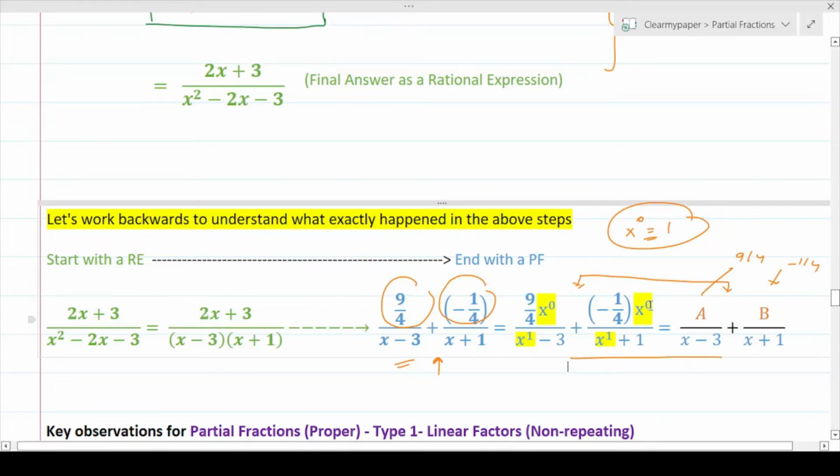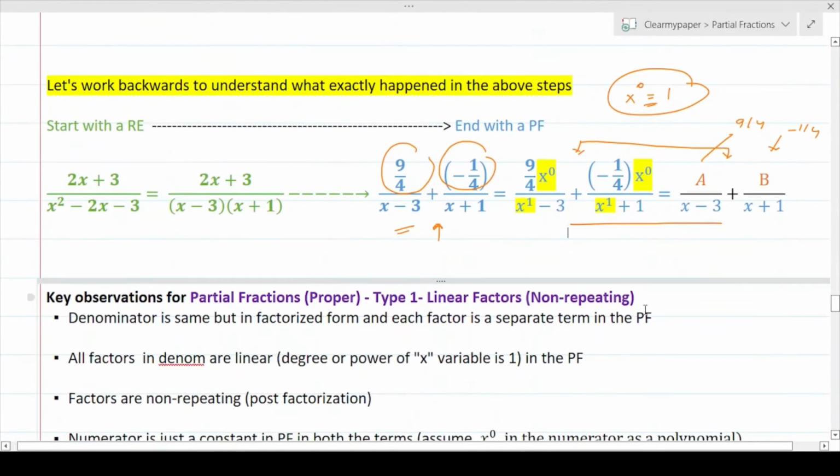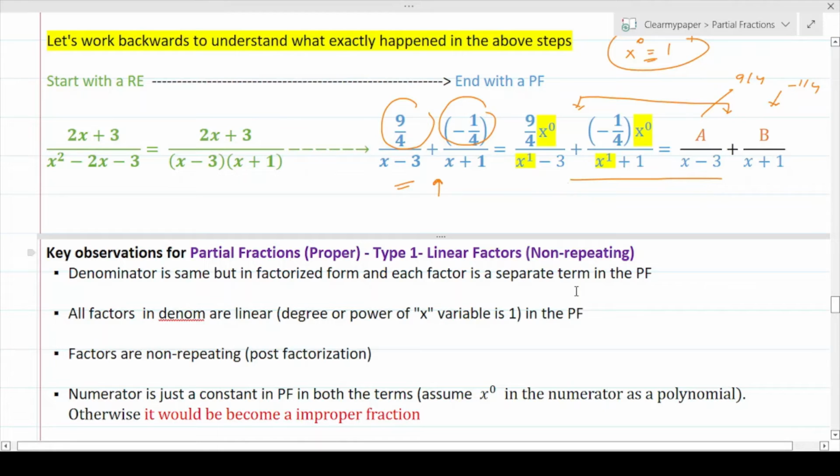Okay, let's understand the observations of what's happening while we are trying to solve type 1, linear factors in the non-repeating format. Let's see what's happening here step by step, and let's go slow so that we are able to consume what we're talking about and it stays there forever. What is the first observation? Denominator is same but in factorized form, and each factor is a separate term in the partial fractions.